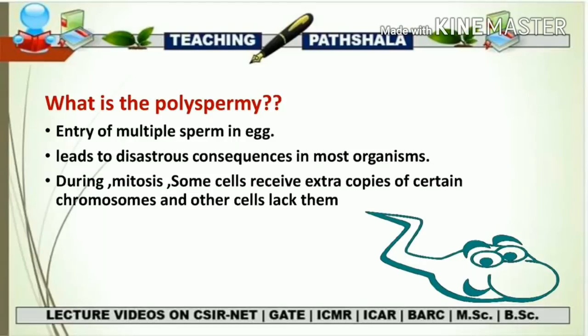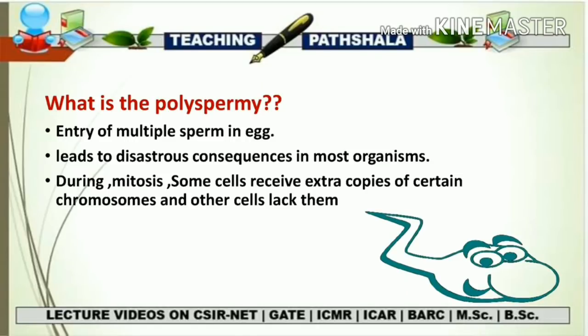In the normal process, there is a fusion of one sperm with one egg. But in the case of polyspermy, there is a fusion or entry of multiple sperm inside an egg. This condition is not at all normal, because it leads to disastrous consequences in most organisms.